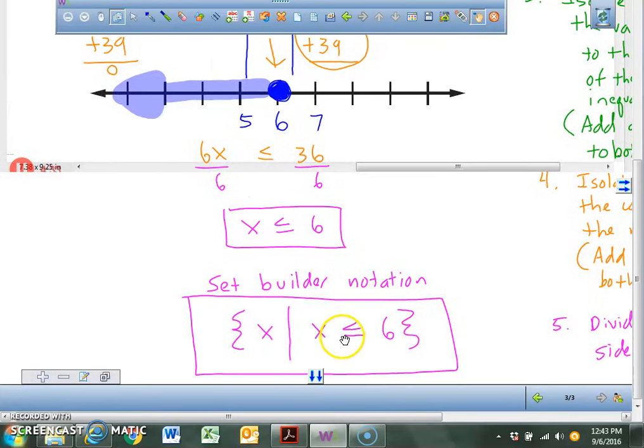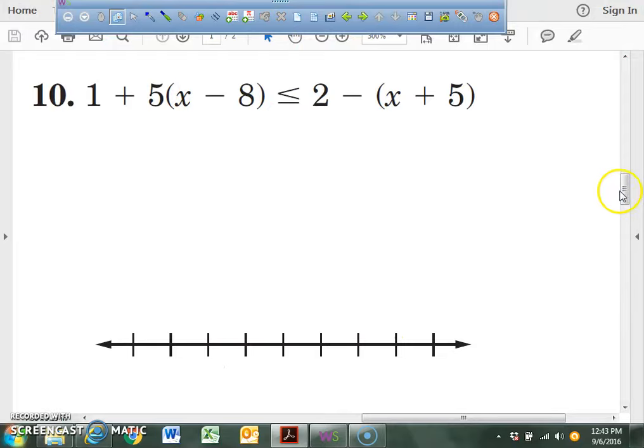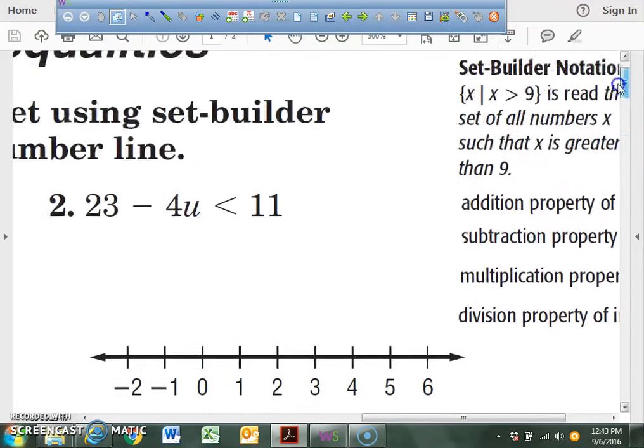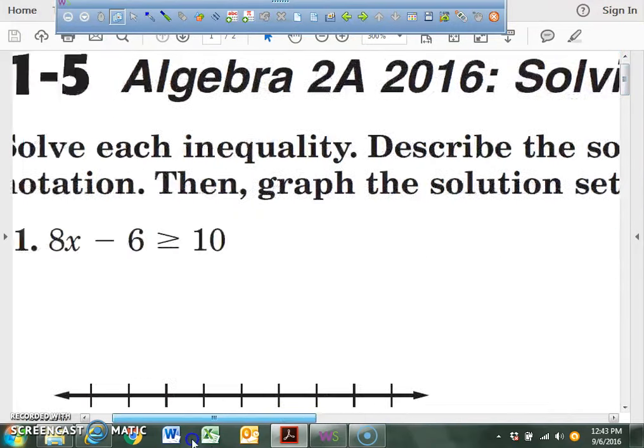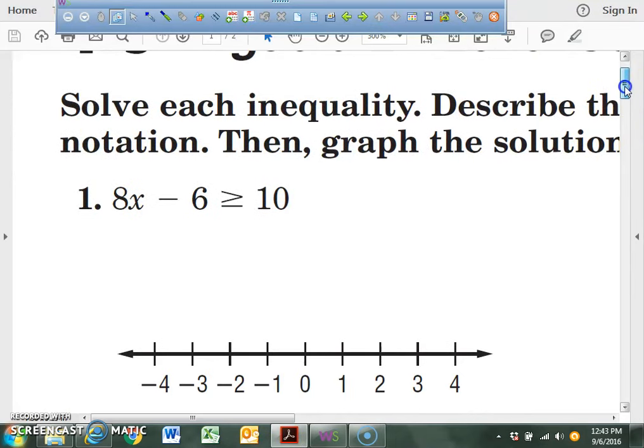What I would like you guys to do right now is start solving the ones that you think you can do that are easy. We're going to start with number 1. Just start with number 1 and start solving that one all by yourself. Look at number 1. That's number 2. Number 1, nice and easy. I want you to graph it. I want you to write your answer in set builder notation and see what you get.